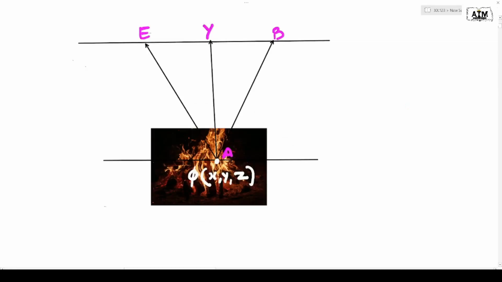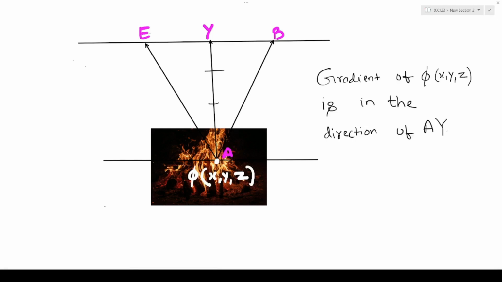Similarly, if you talk about temperature, suppose phi of xyz is a scalar point function on the basis of temperature. The distribution of temperature is not the same in this space. It changes from one direction to another direction. So the maximum change, suppose, occurs along the line AY, then we say the gradient of phi of xyz is directed along line AY.